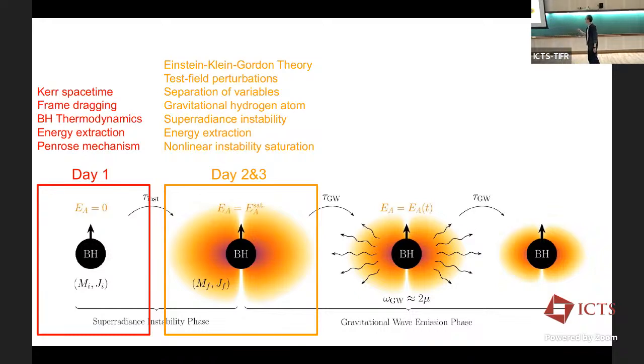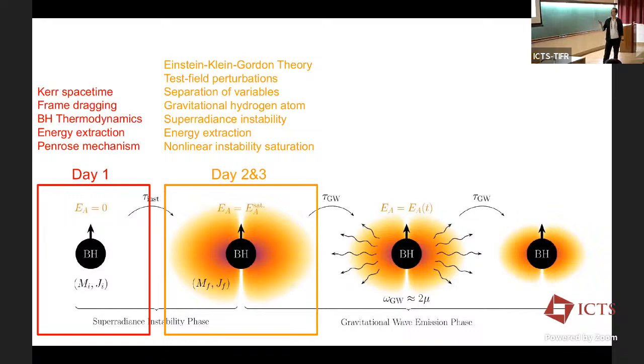We'll do this in a test field approximation, and then we have to solve a bunch of PDEs. And there are very neat ways to solve these PDEs, so I think it's instructive to actually look at exactly how to do this. And then you end up with these equations for a quote-unquote gravitational atom, which are basically the hydrogen atom. And then we can start looking at superradiance instability more concretely, what it means and what the timescales are and how it actually pops out of the math.